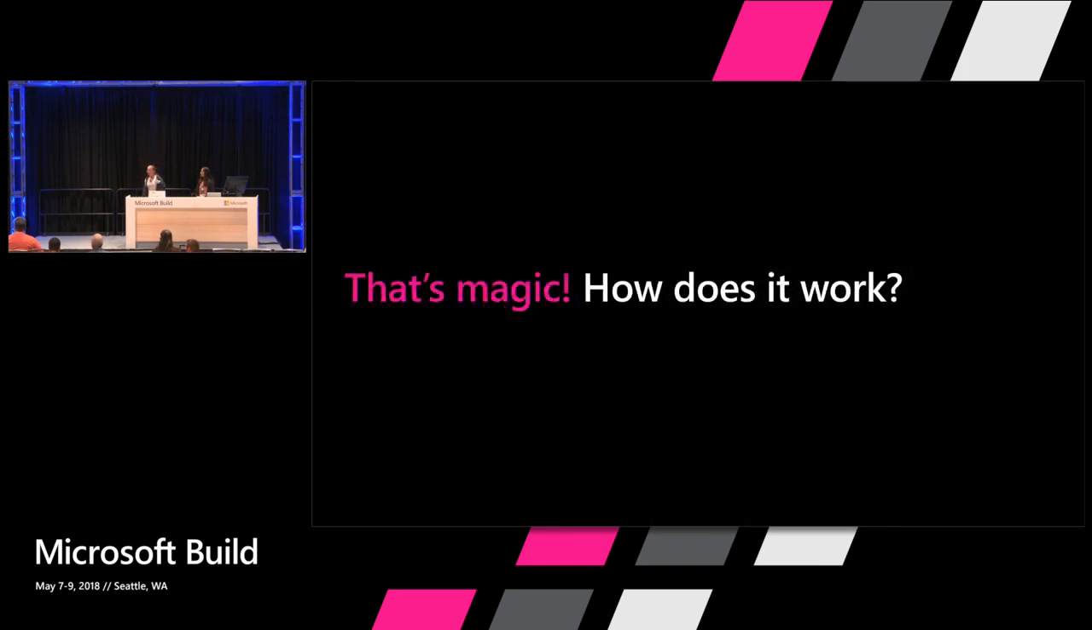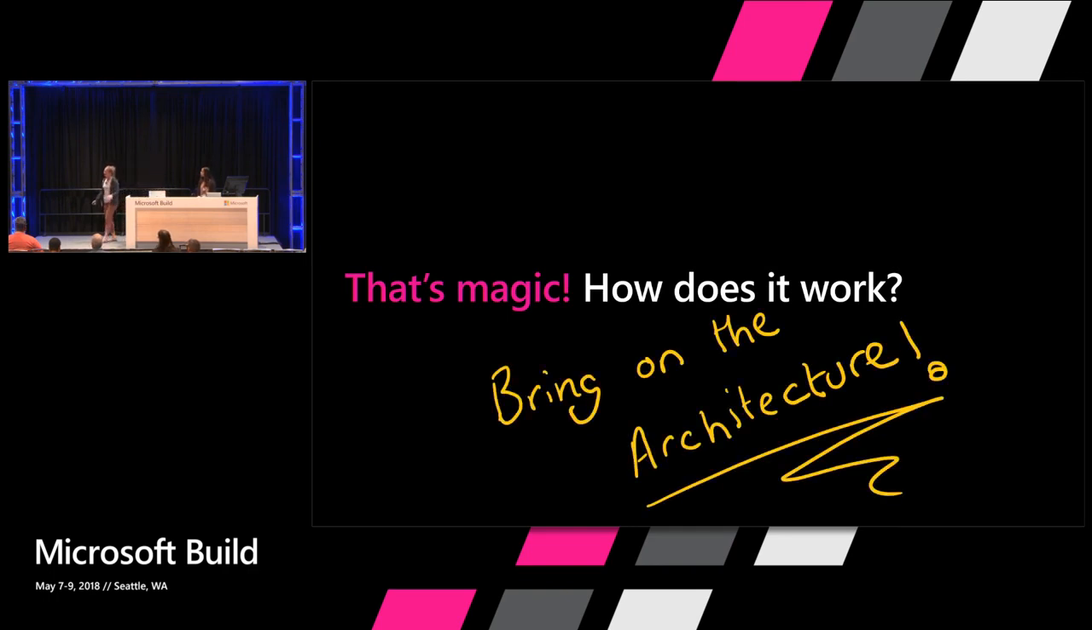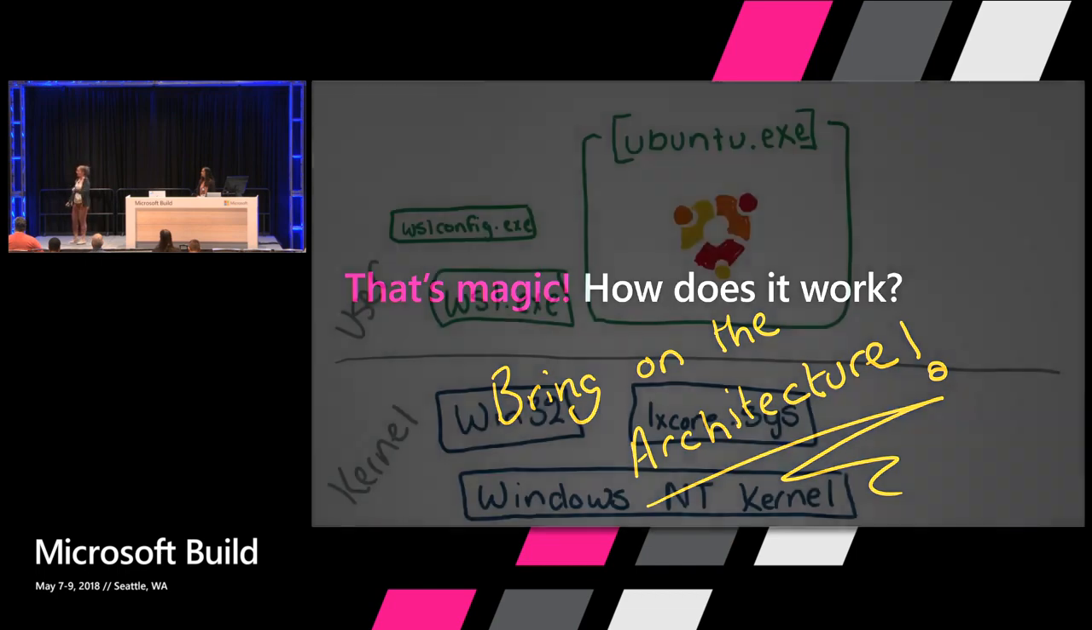So now I want to get into a little bit of the architecture, so bear with me. It's kind of magic. When you see all of this happening, you're like, okay, so I really have all of Ubuntu or Debian or Fedora or whatever you would like. So really I have all of Ubuntu running inline with PowerShell. How does that work?